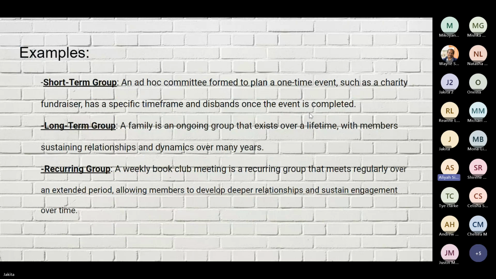Let's look closely into some of the examples. Short-term groups can be an ad hoc committee formed to plan a one-time event, such as a charity fundraiser, and has a specific time frame and disbands once the event is completed. A long-term group, however, can be a family that exists over a lifetime, with members sustaining relationships and dynamics over many years. A recurring group can be a weekly book club that meets regularly over an extended period, allowing members to develop deeper relationships and sustain engagement over time.